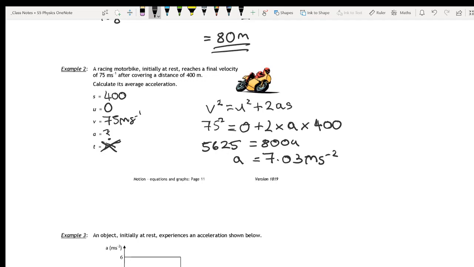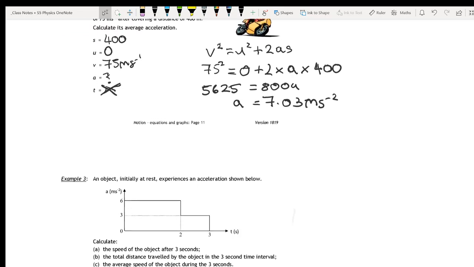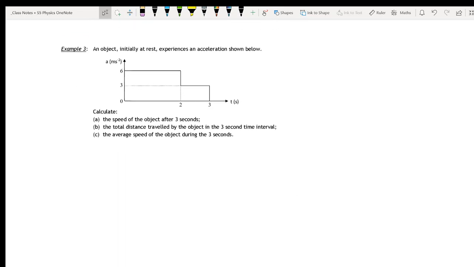Right, example 3 is one of these ones where the acceleration changes midway through it. So we've got to take it in parts. An object initially at rest experiences an acceleration shown below. We've got a graph: it's 6 meters per second squared for the first 2 seconds, and then it drops to an acceleration of 3 meters per second squared for another second. It says, first of all, calculate the speed of the object after 3 seconds.